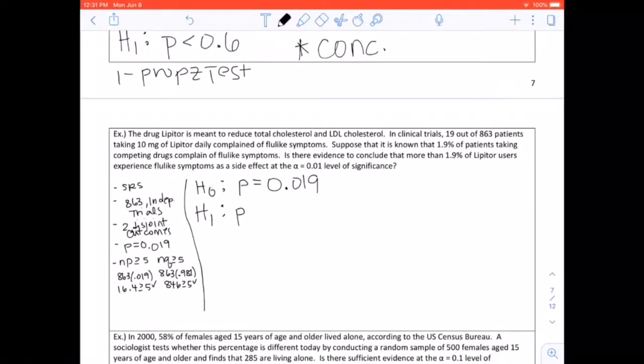And then as you read through the problem, it says we can conclude that more than, and that's our giveaway that our alternative is going to be greater than that 0.019. And again, using our calculator, one prop z test, we need to put all those numbers in. The numbers that we do have is n, which is our sample size, which is 863. We have p, which is our proportion, which is our probability, 0.019. And x is the number of people that experience this, which is 19.